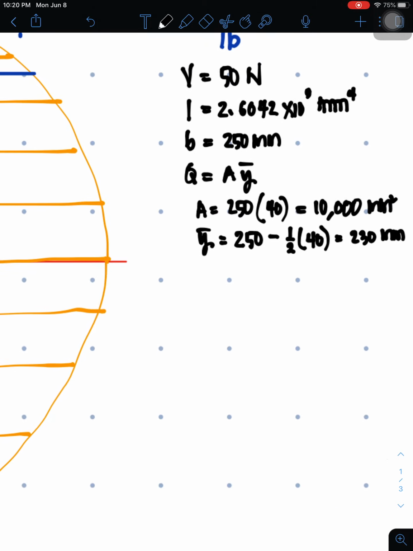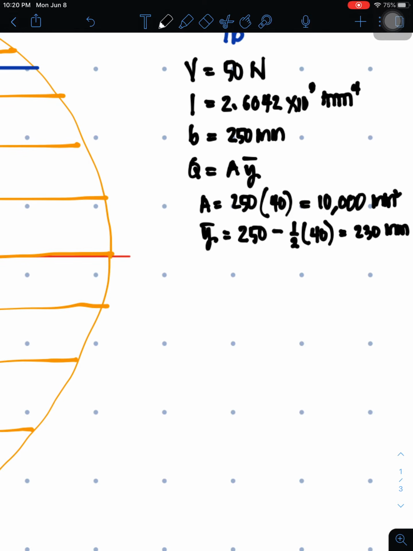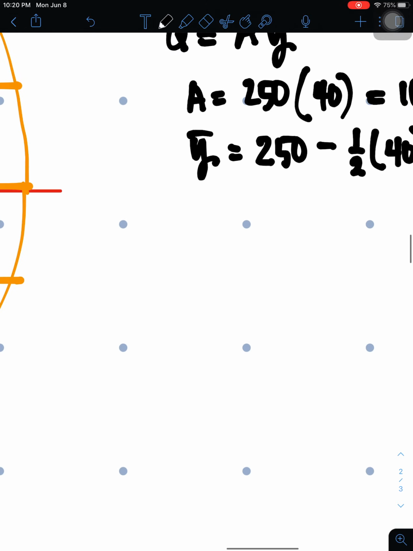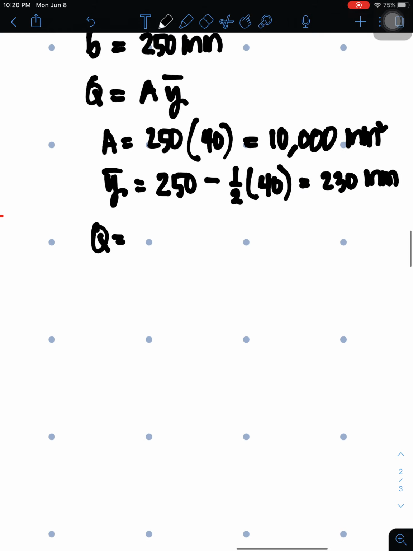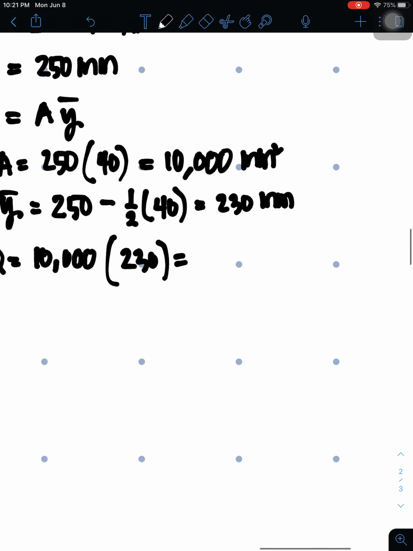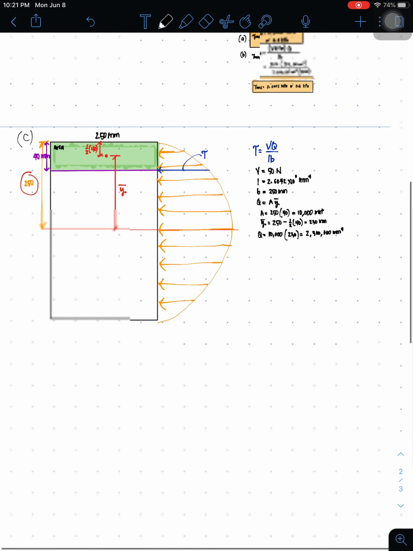So since naa na man tayo mga values for V, I, and B, wala pa tayo Q. Let's solve for Q first. Q is just the product of 10,000 times 230. So, the answer is 2,300,000 mm to the 3rd.